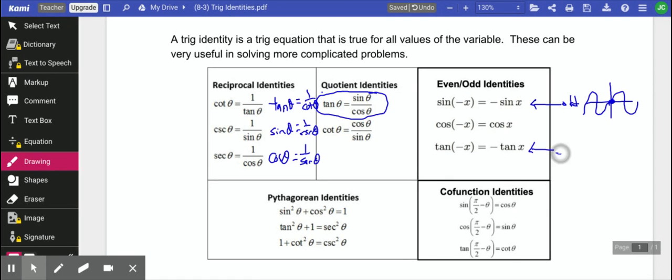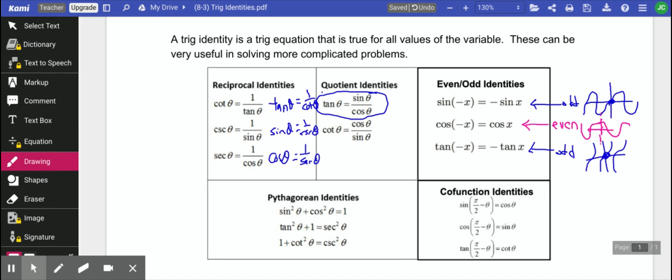Tangent is also an odd function because if you take tangent of negative x, you get negative tangent x. And again, if you think about the tangent graph with all of the seaweed, if you think about rotating the whole thing 180 degrees about the origin, you're going to get the same thing back. Cosine is different. Cosine of negative x is cosine x. That means cosine is an even function, and even functions are symmetric about the y-axis. So remember, cosine starts at the crest, and you can see that this has y-axis symmetry. So that's why they're called the even and odd identities.